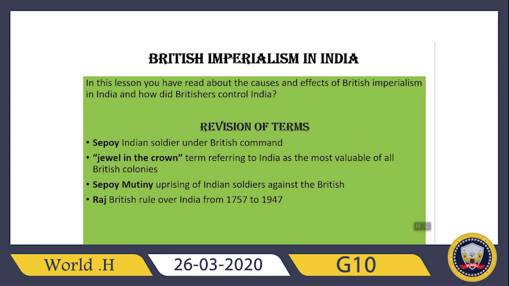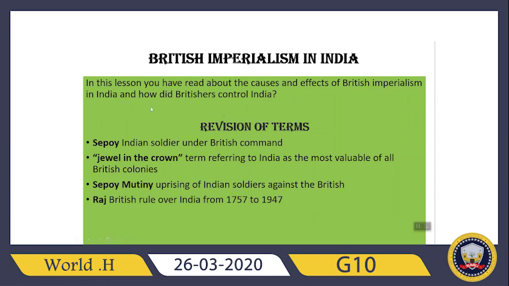Next we have British imperialism in India. And if you remember, I have explained to you the term imperialism, what is the meaning of imperialism. Remember, imperialism means the powerful nations were controlling the weak nations. This was the term, imperialism. So now we are reading the British imperialism in India. In this lesson you have read about the causes and effects of British imperialism in India, and how the British controlled India. You have also learned.